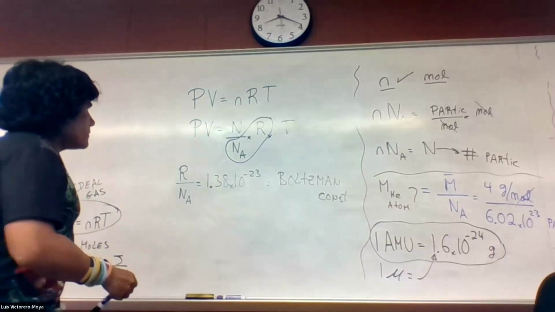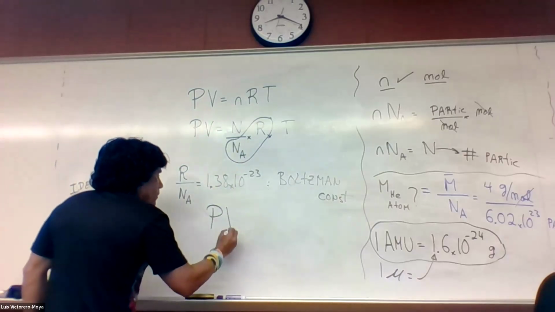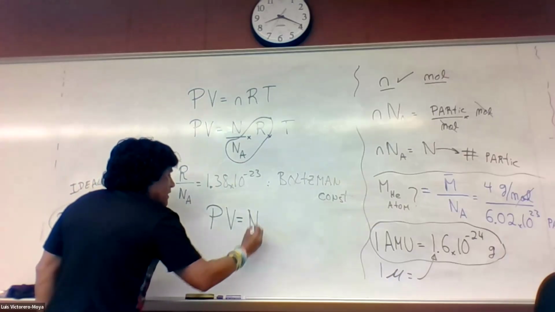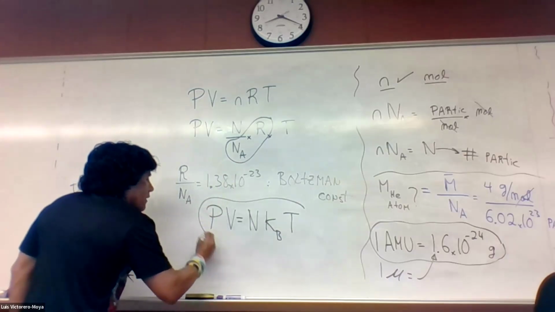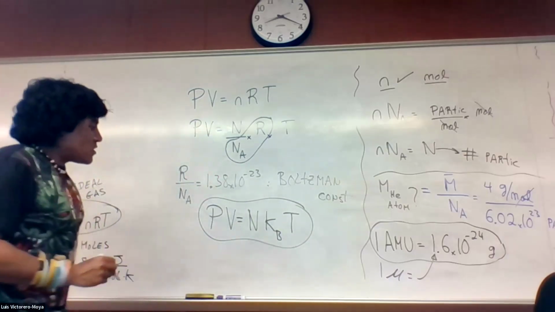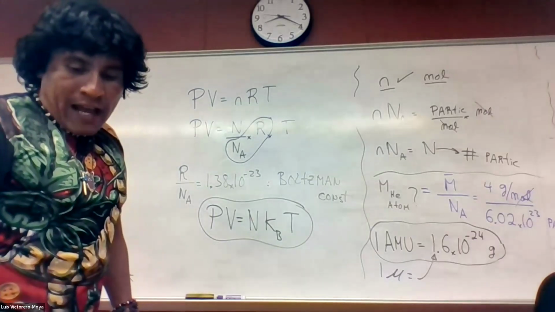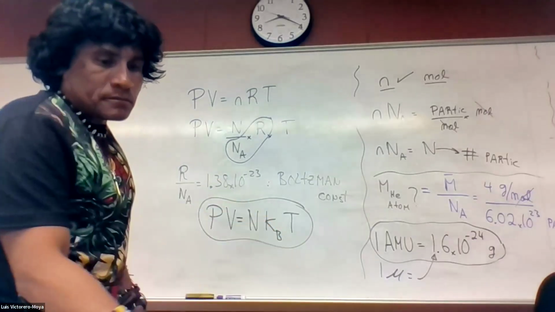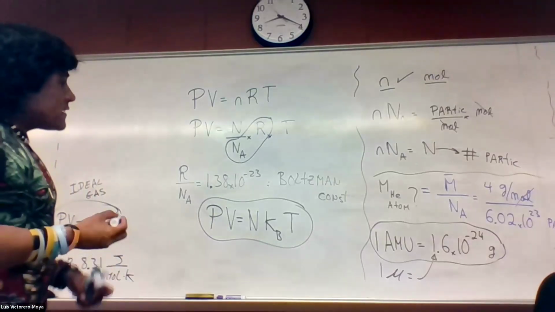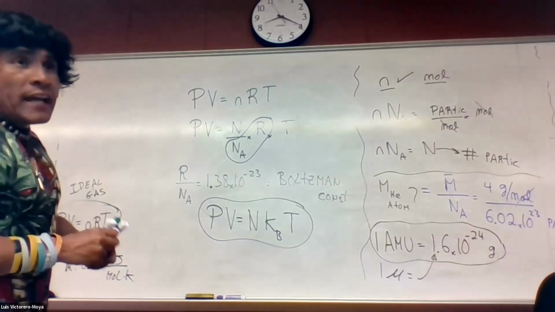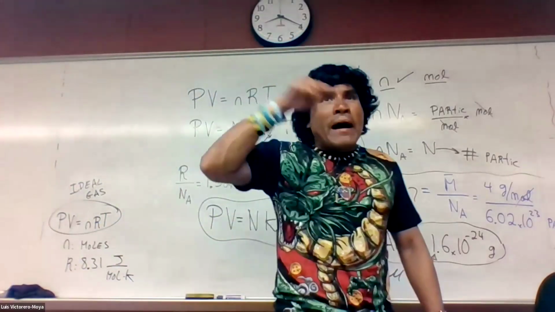And so then I rewrite PV as number of particles, Boltzmann constant times temperature. This is the equation that we use a lot in kinetic theory of gases. Because eventually we want to study the kinetic energy of the gas and the kinetic energy of the particles.